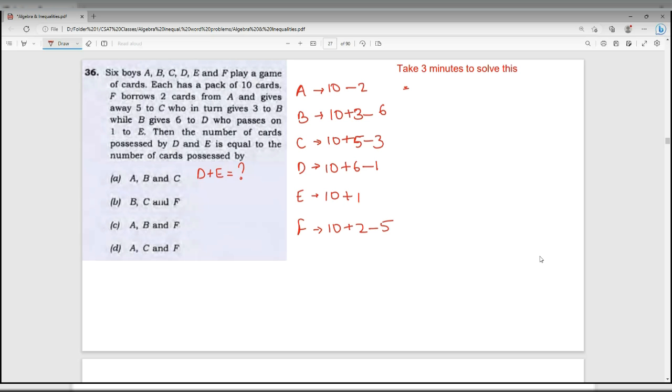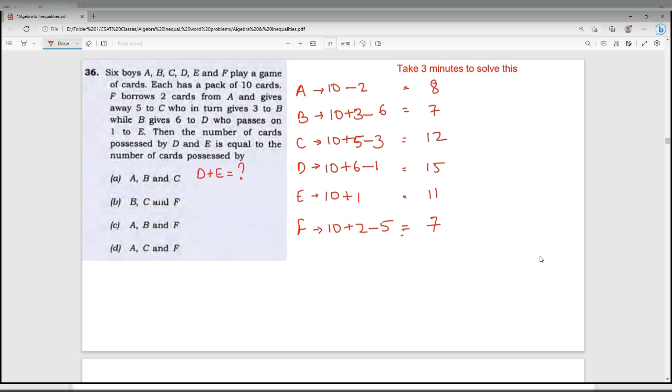So we'll calculate the sum here. A: 10 minus 2 is 8. B: plus 3 minus 6 is minus 3, so 10 minus 3 is 7. C: 10 plus 5 minus 3 is 12. D: 16 minus 1 is 15. E: 10 plus 1 is 11. F: plus 2 minus 5 is minus 3, and 10 minus 3 is 7.